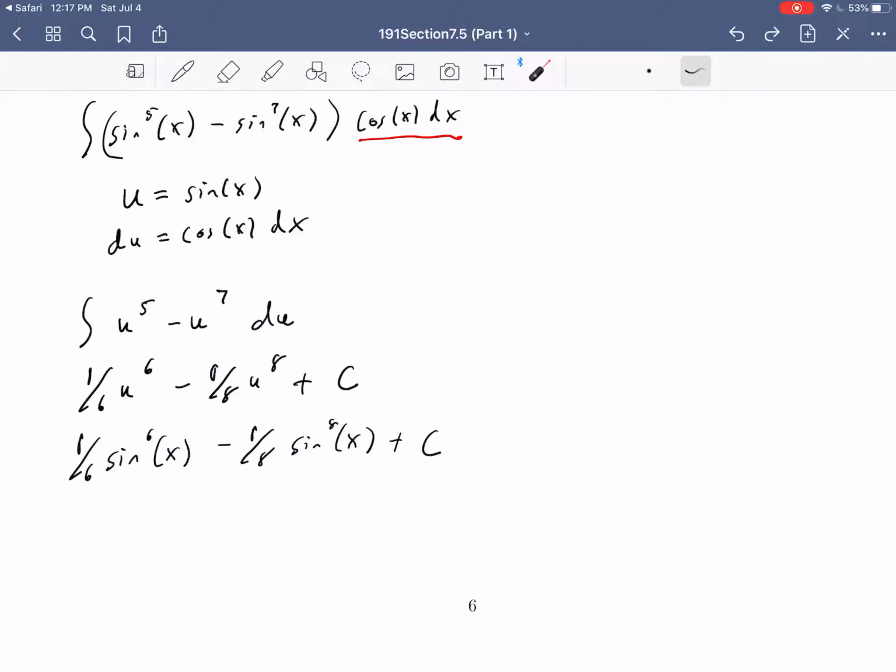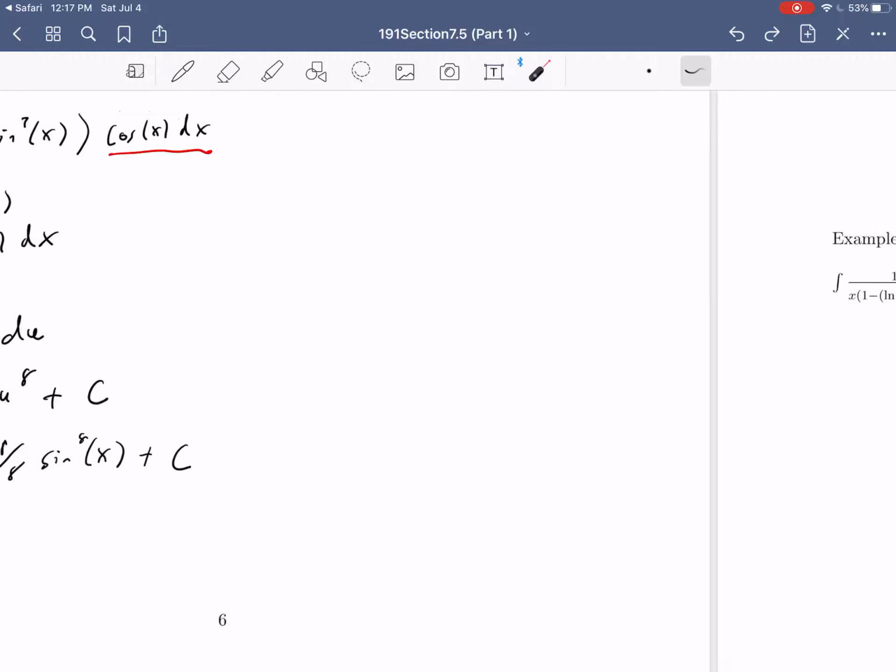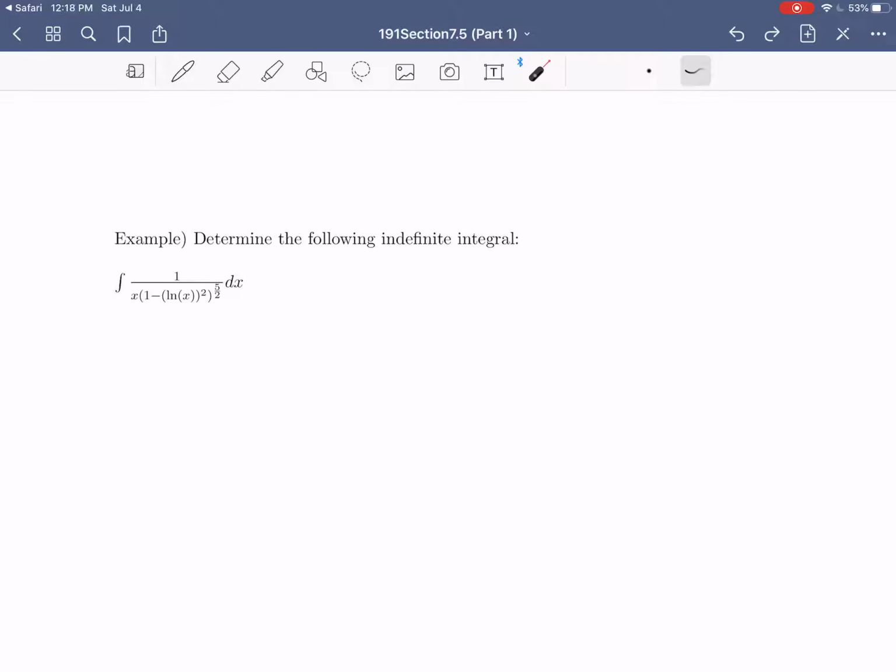Okay, well, let's go ahead and take a look at one last example that puts several techniques together. And again, it just reminds you that every time you use a technique, you want to reset and work from there. Okay. So we've got a messy one here.